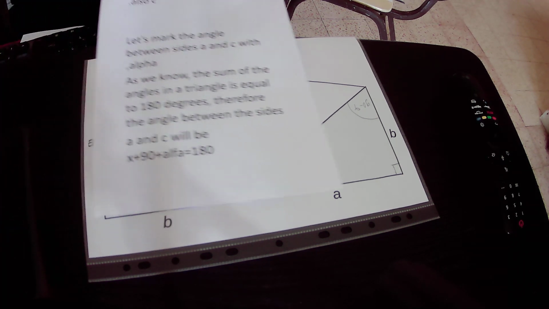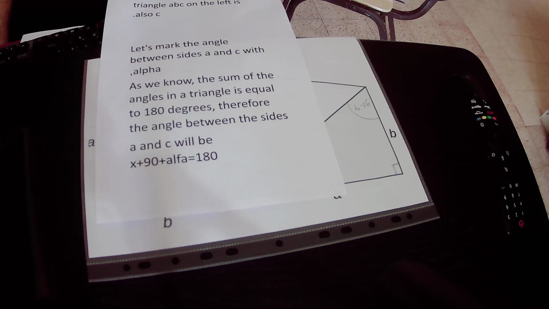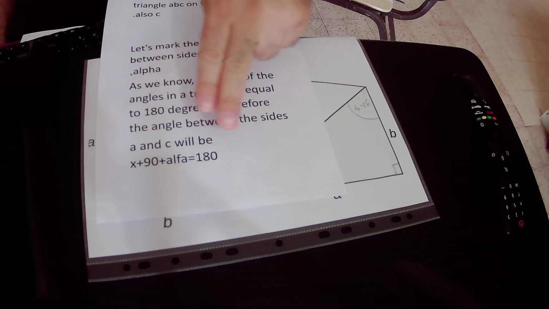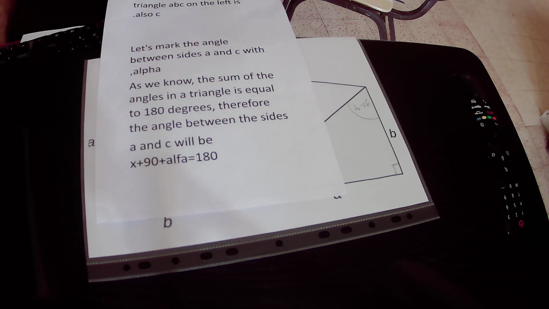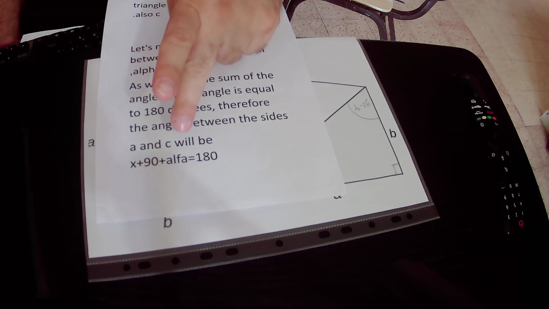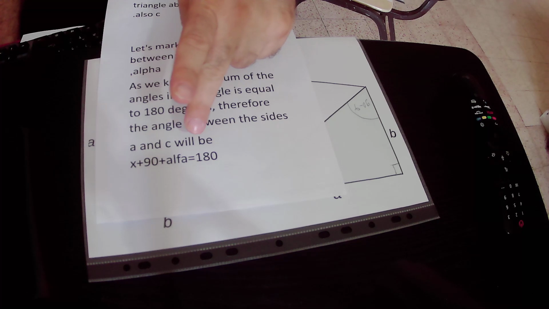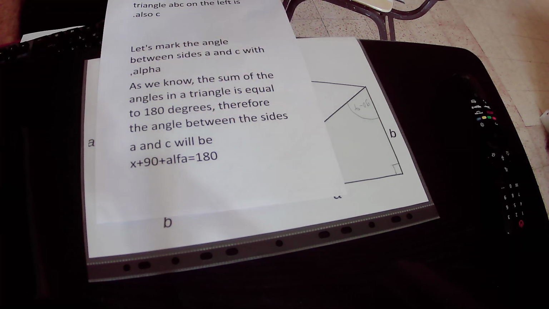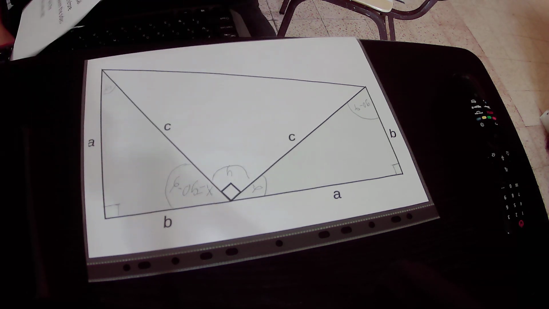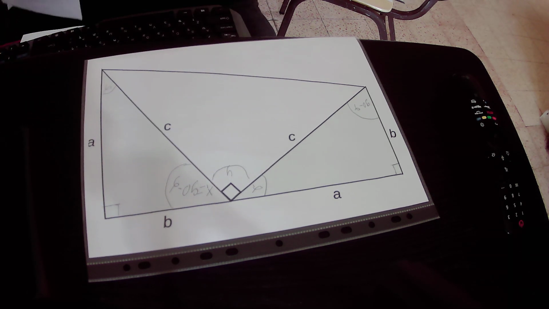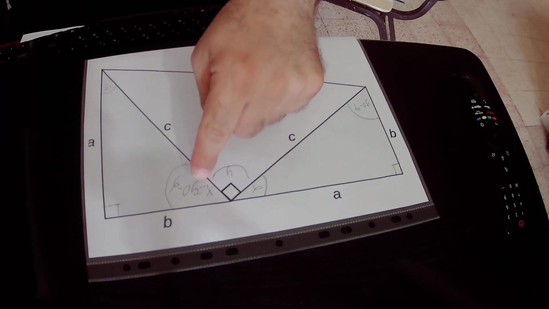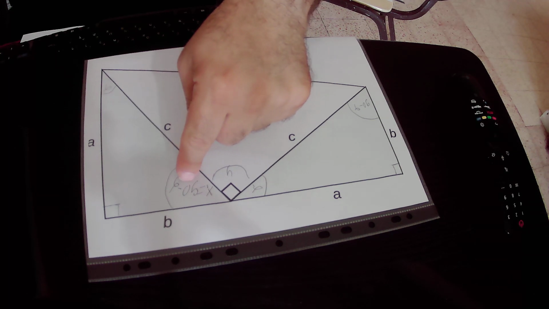And therefore, we can subtract 90 from both sides of the equation, and we can subtract alpha from both sides of the equation. We will get that x is equal to 90 minus alpha. Okay? The angle x is equal to 90 minus alpha.